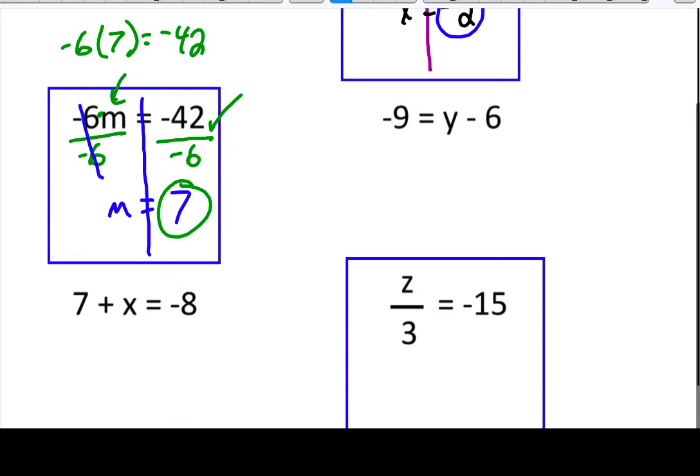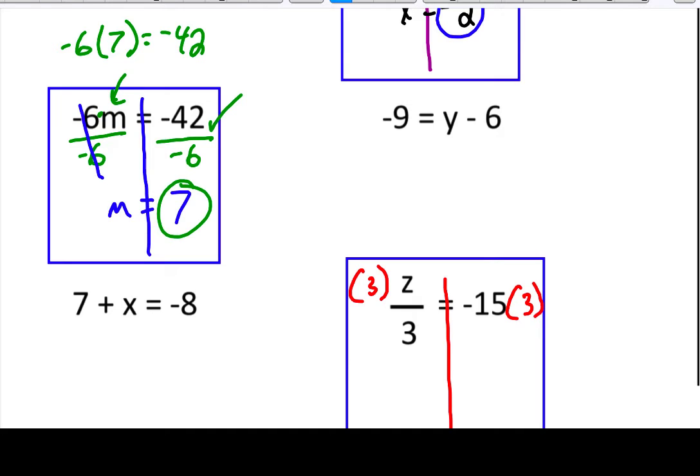All right. Bottom one. This one, sometimes people think it's a fraction problem, but remember that fraction bar really just means to divide. So z divided by 3. So the opposite of dividing by 3 is going to be to multiply by 3. But just like always, we have to treat both sides of the equal sign the same.